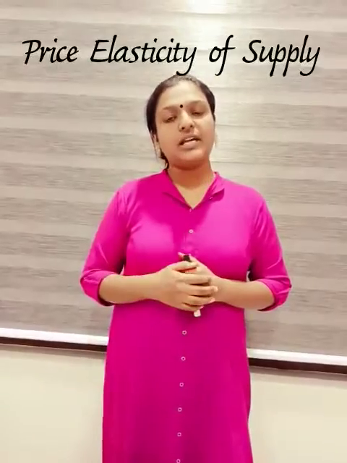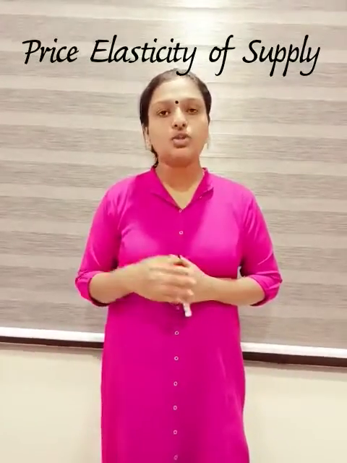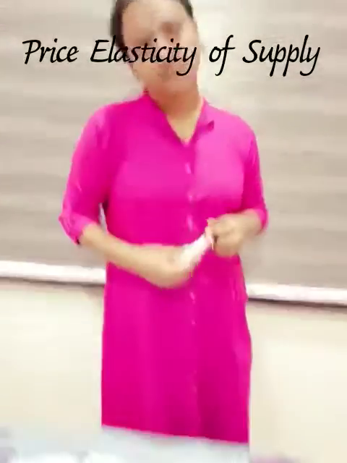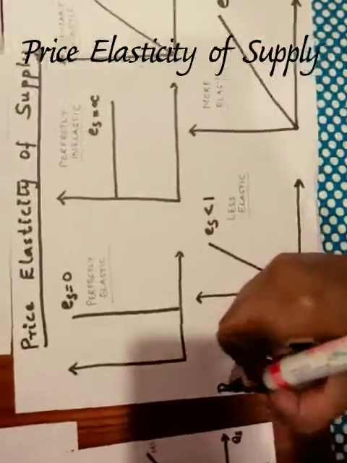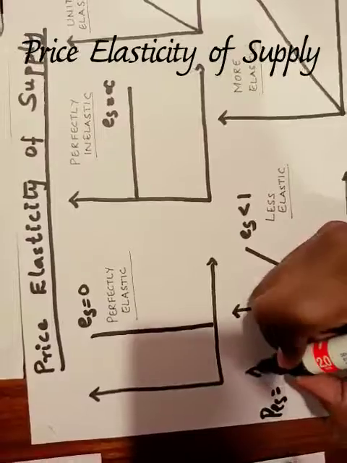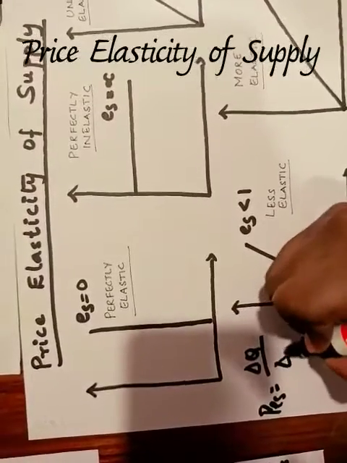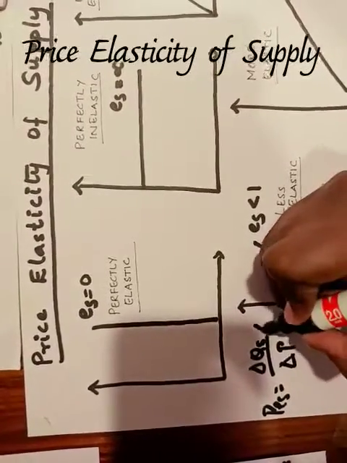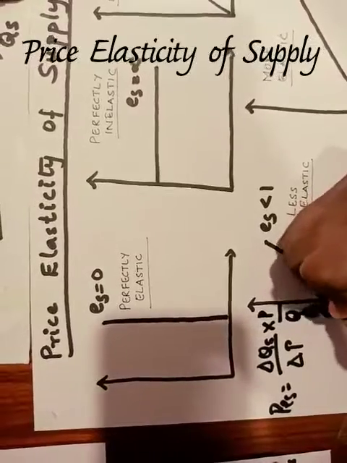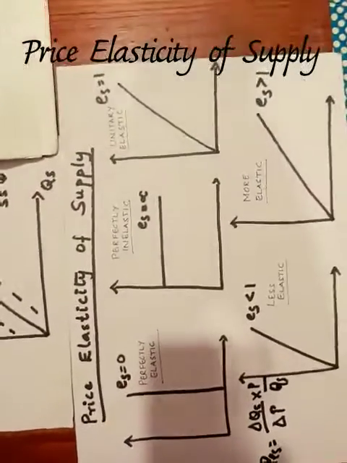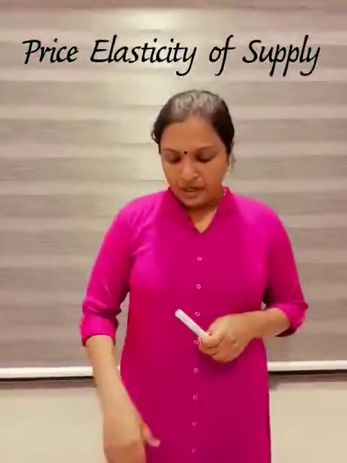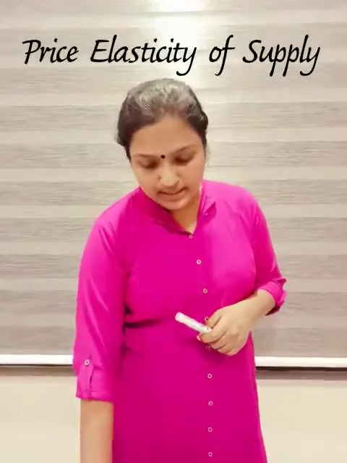So I'll just show you the formula, how to reduce it. See here, price elasticity of supply is delta Q by delta P, this is delta QS into P by QS. Okay, so that is percentage change in quantity supplied divided by percentage change in price. So that is price elasticity of supply.